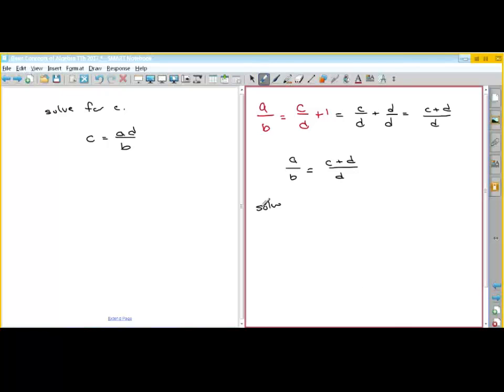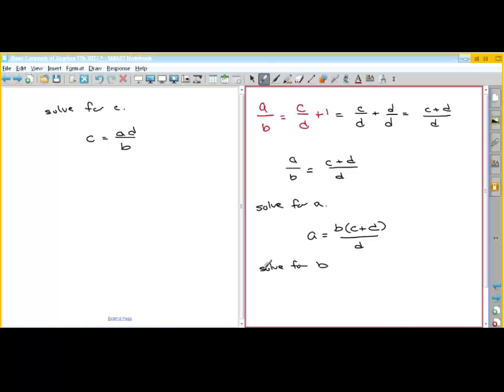At this point, to solve for A would be easy because I would say, okay, I'm solving for A, so I'd write A. I'm going to move B from the denominator to the numerator, and I've just got to remember to multiply it by the entire numerator.